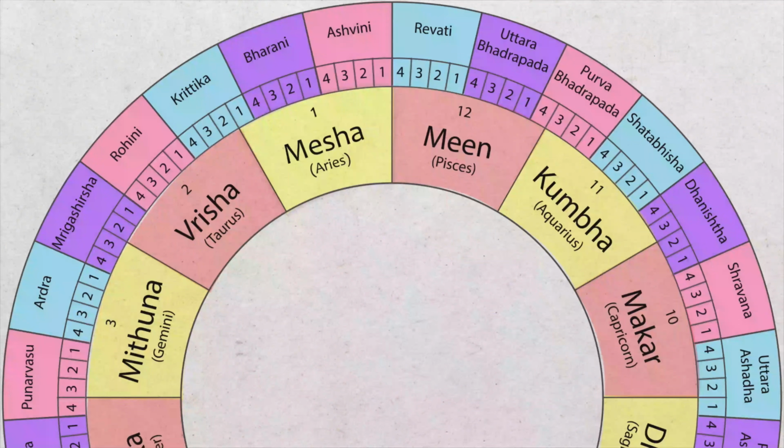Now, as you can see, some nakshatras lie completely within one zodiac sign, while some other nakshatras have some padas in one zodiac and some in another. For example, Bharni has all its padas in Mesa Rasi, while Kritika has first pada in Mesa, while 3 padas are in Vrisa Rasi.